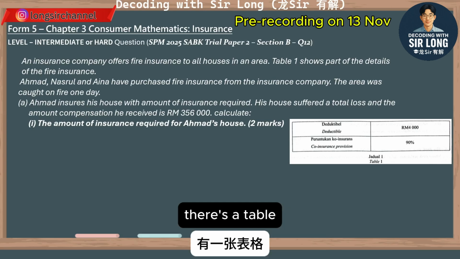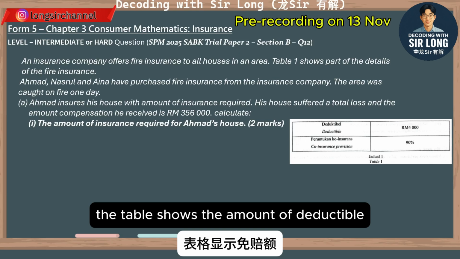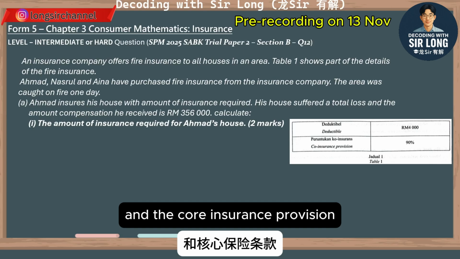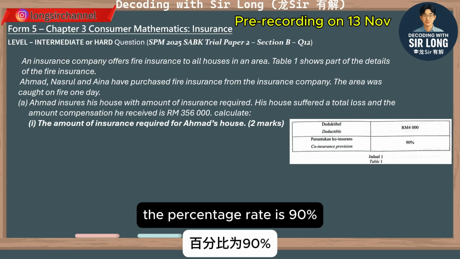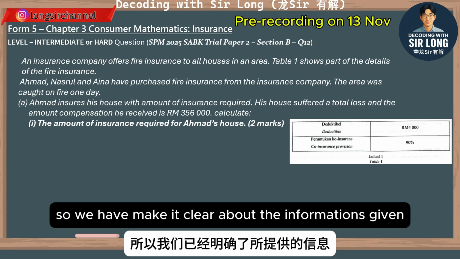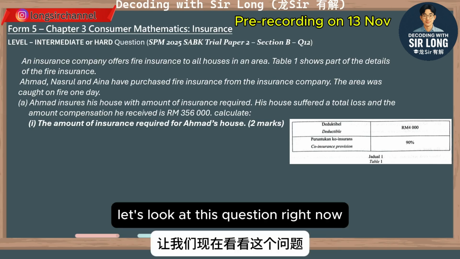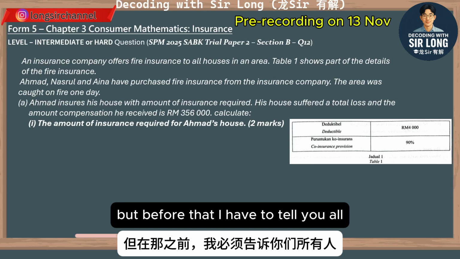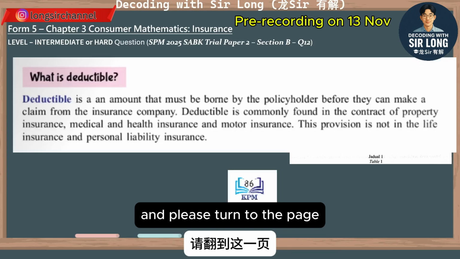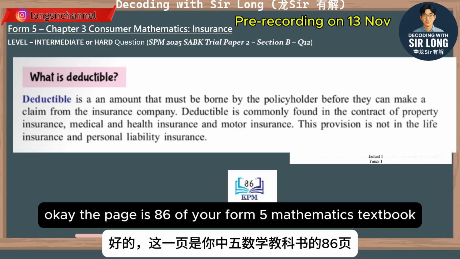And look at here, there's a table. The table shows the amount of deductible, which is 4,000 ringgit, and the co-insurance provision, the percentage rate, which is 90%. Okay, so we have made it clear about the information given. Let's look at this question right now. But before that, I have to tell you all, please take out your textbook and turn to page 86 of your Form 5 Mathematics textbook.